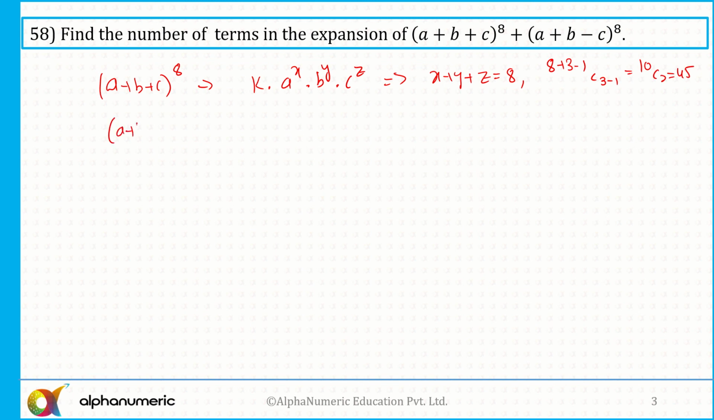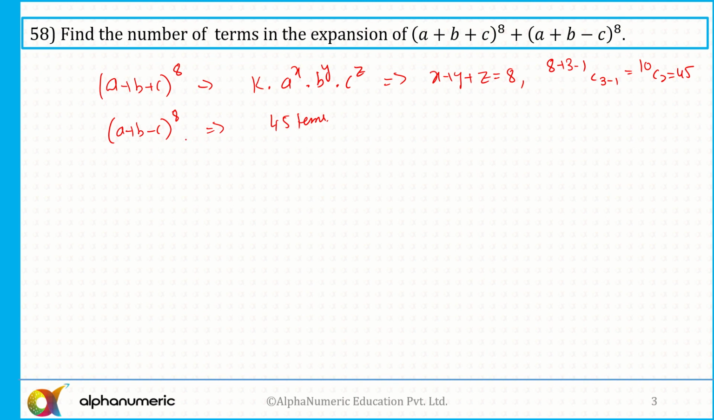So there are 45 terms. Similarly, in (a + b - c) raised to power 8, there will also be 45 terms, as the power is the same. But here, out of these 45 terms, few terms are positive and few terms are negative. So we need to identify how many negative terms there are, because the negative terms will be cancelled. Now, how many terms are negative out of these 45?